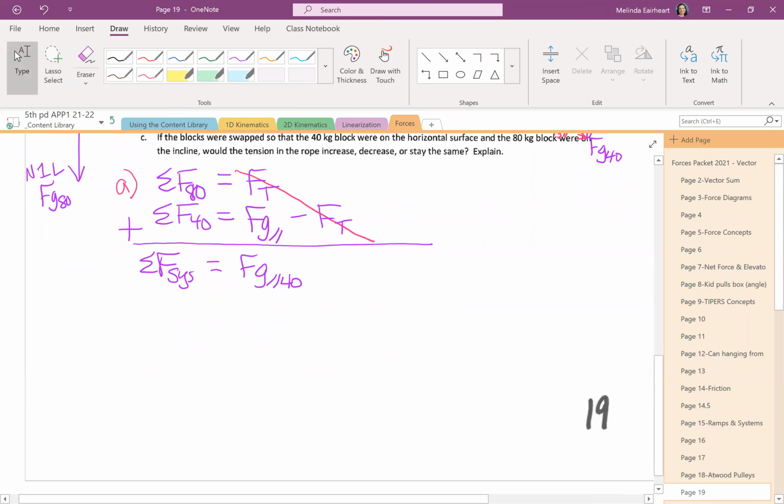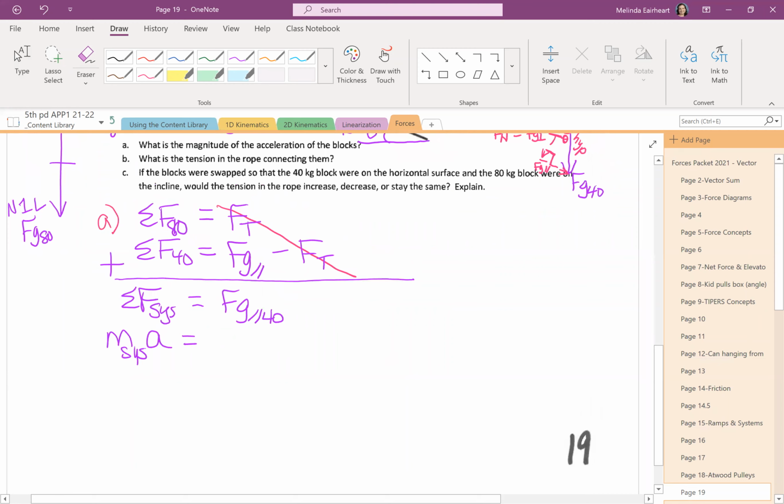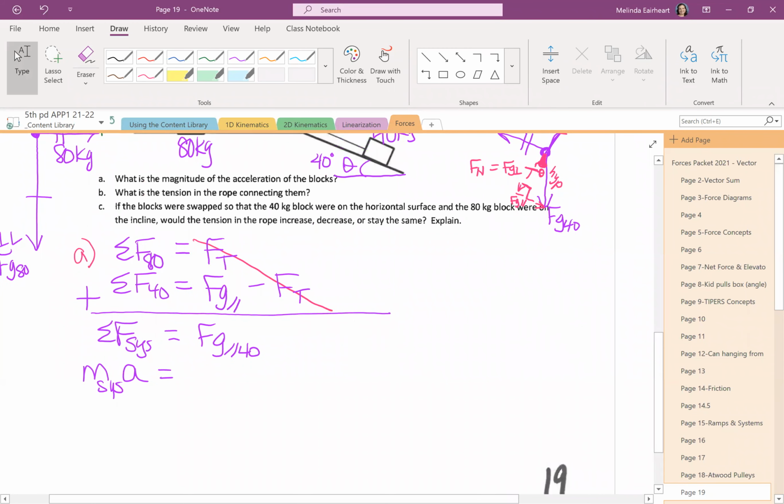Now, let's break it down. Everybody says FNet equals MA, which mass? System. Equals FG parallel. Let's go back to our triangle. Or maybe by this point, you have it memorized. What's our equation for FG parallel? MG or FG sine theta. Just make sure you get the right mass, okay? And so it's going to be M of the 40 block times G, and then sine theta.